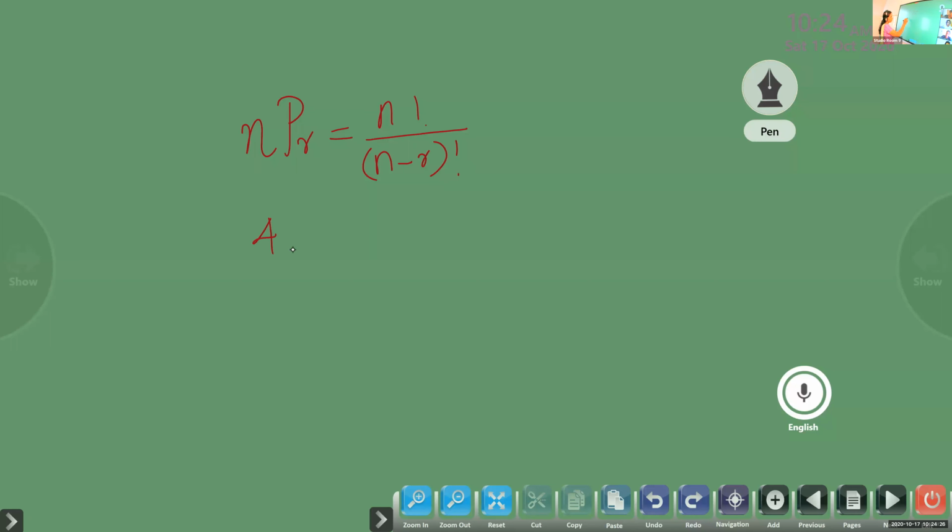So it will be 4P2. What is 4P2? In the place of N you have 4, in the place of R we have 2. So it is 4 factorial by 4 minus 2 factorial, isn't it? That is 4 factorial by 2 factorial. And what is the answer? 12.